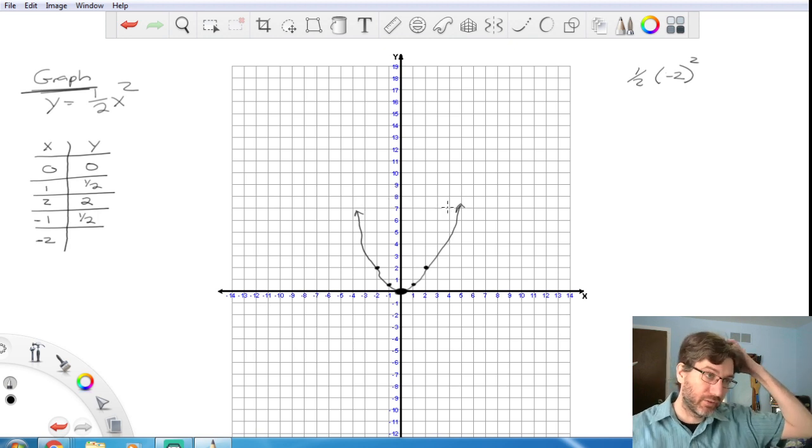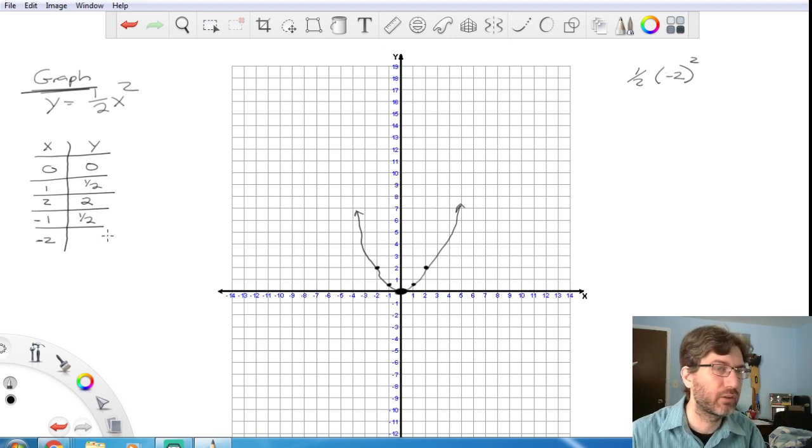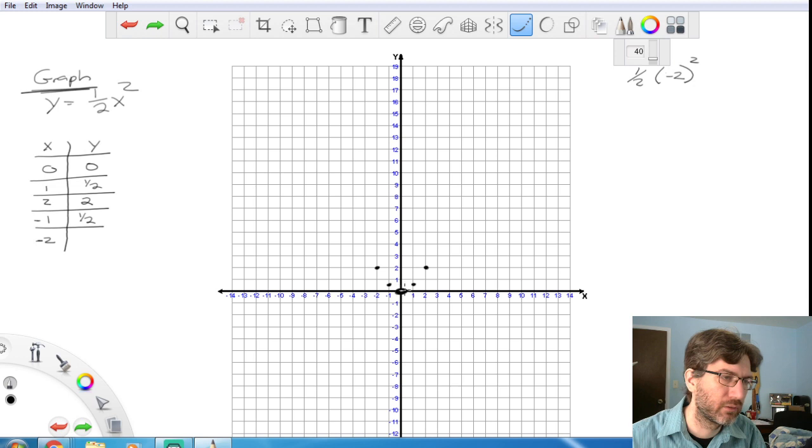And there you go. This is not the greatest at drawing lines. Let me see if I can do better than that. Something along those lines. Yeah, that's not much better. Yeah, hopefully you get the idea.